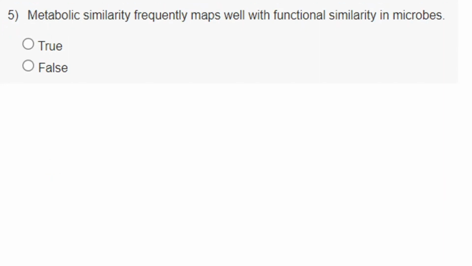The next question is: metabolic similarity frequently maps well with functional similarity in microbes. Anybody would like to try? What do you think? Any guess is fine.